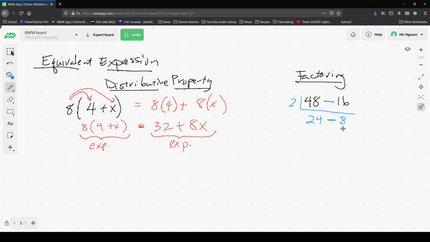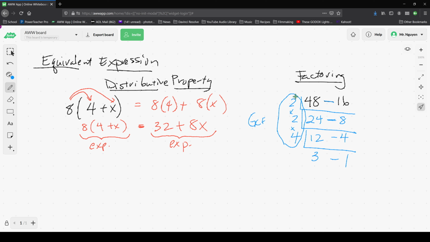So now we look at 24 and 8. What is one number that we can divide both 24 and 8 by? Well, we can go with 2 again. So that becomes 12. This becomes 4. Now let's look at the 12 and the 4. What is one number that we can divide both of them by? Well, we can do 4. So 12 divided by 4 gives me 3, and 4 divided by 4 gives you 1, right? So this is my GCF, okay?